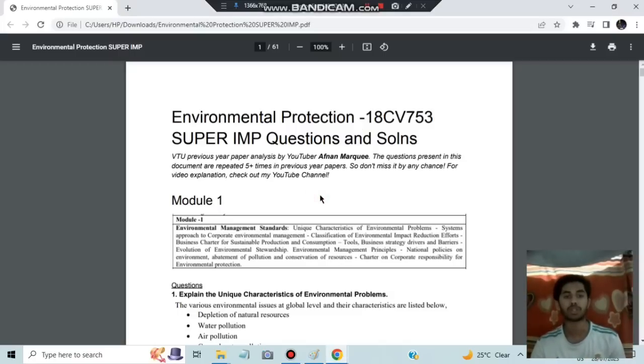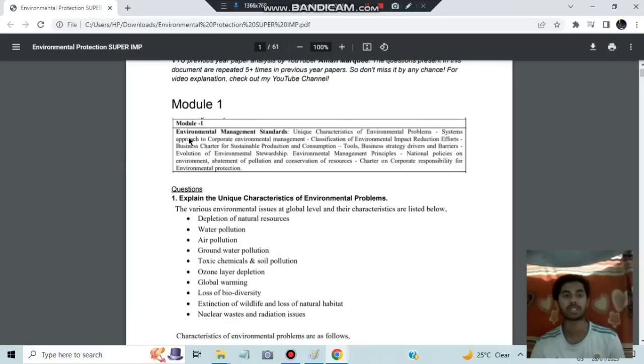So in Module 1 we have the chapter Environmental Management Standards, and these are the following topics. What are the questions I have taken from the previous year paper of March 2022, as well as the questions which are most expected from the exam point of view, based on how the question papers are set and how the questions are usually asked. Okay, so let's have a look.